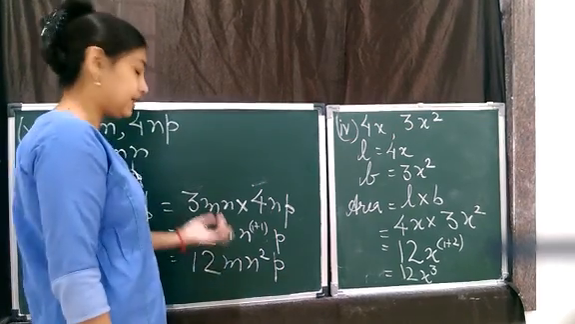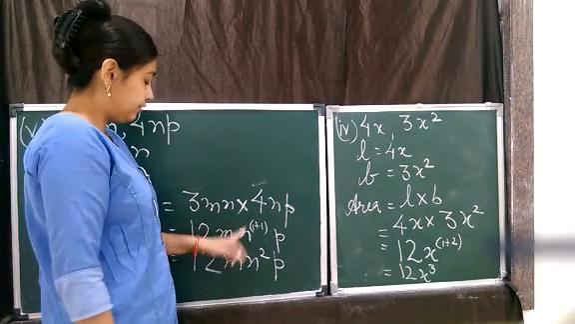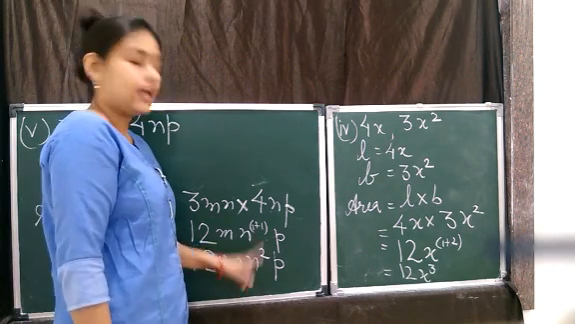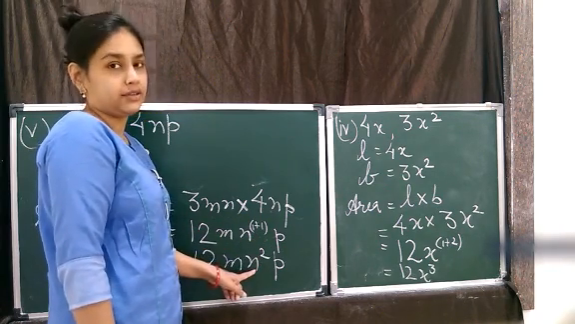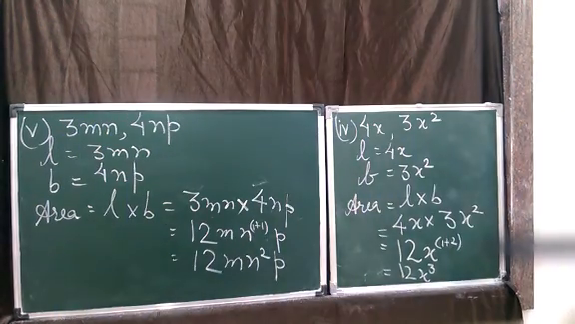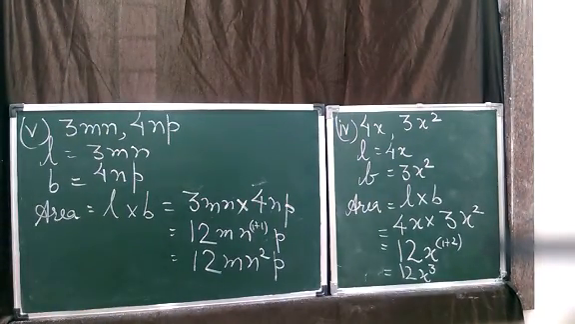Children, you can write it directly also, okay? If you don't want to show this addition, you can directly write n into n will give you n square, okay? So this completes the fifth one of question number 2.